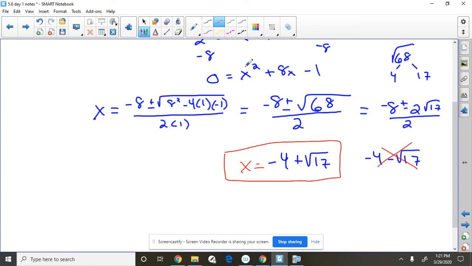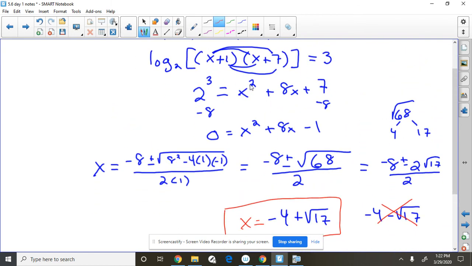So the steps up until this quadratic are the same as what we did the other day, but you may need to use quadratic formula instead of factoring.